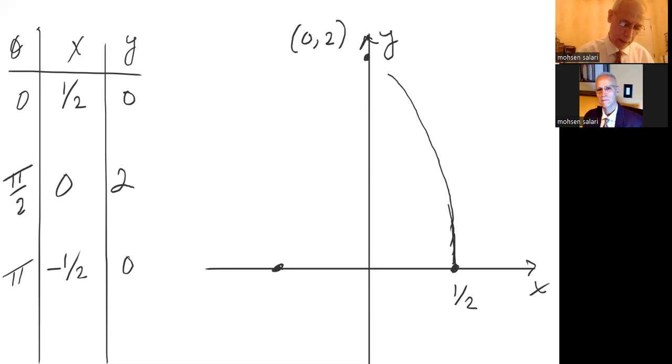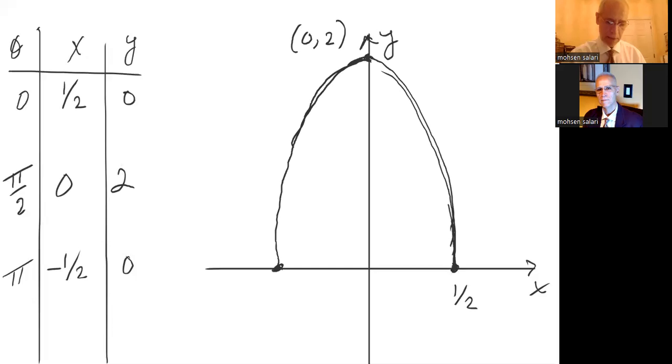And so the direction of this curve is going to be like this. We started from 1/2, 0. So we went this way, and then we went this way. And this is going to be the direction. Okay, thanks.